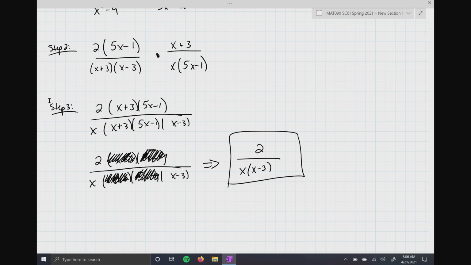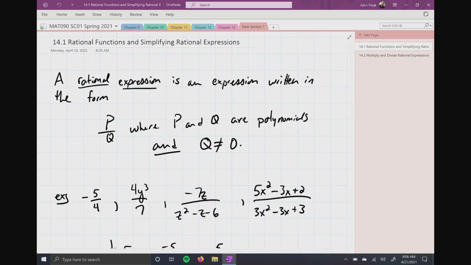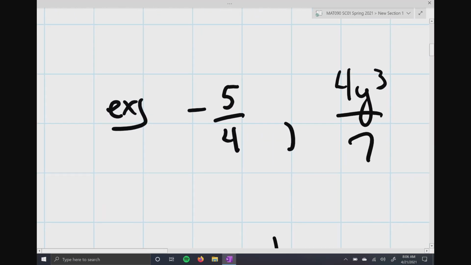Yeah, it's a quotient, meaning it's a fraction. And in the numerator, you're going to have a polynomial. In the denominator, you're going to have a polynomial. The most simple example that we looked at yesterday was something like -5/4. That is a rational expression. Then we looked at another one, 4y to the third over 7. Once again, it's a quotient.